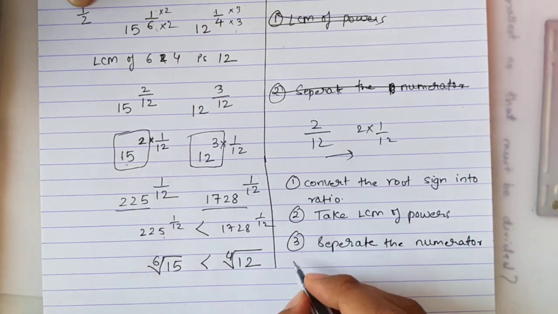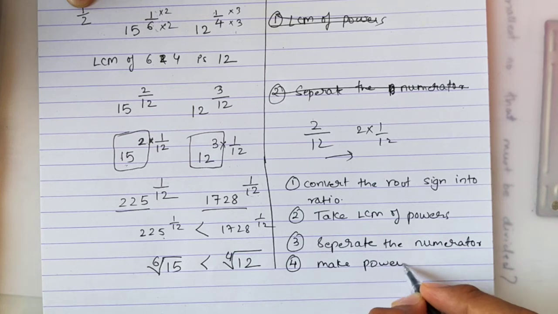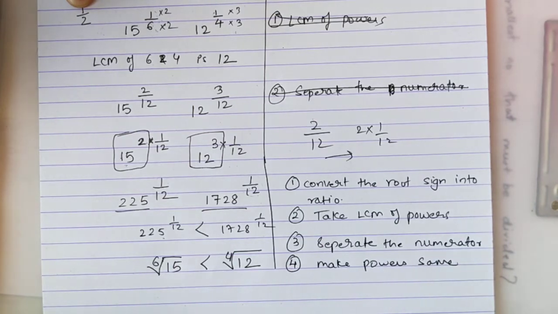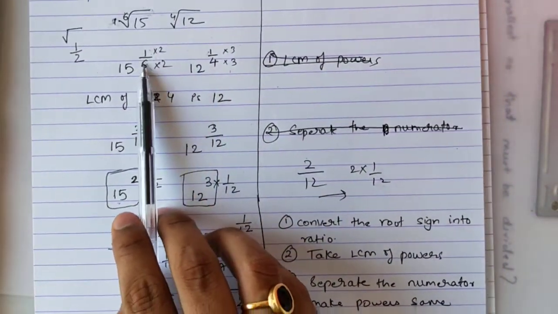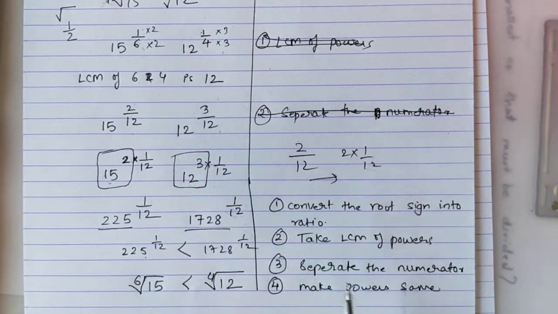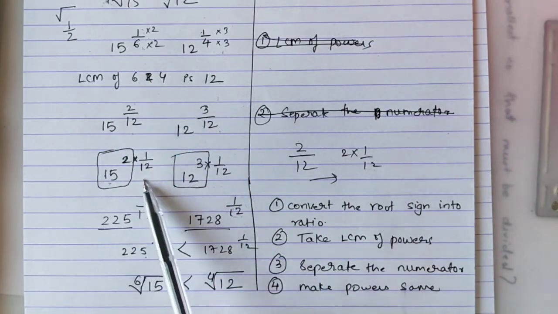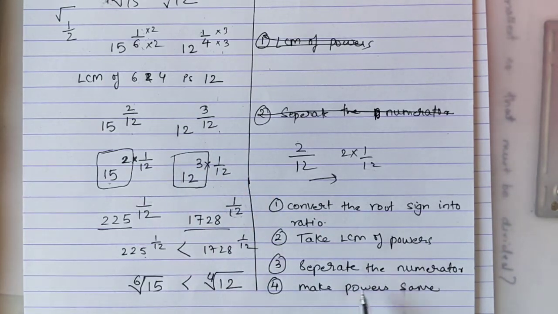Separate the numerator, and in the fourth step, make powers same. These are the steps which I am following in this question. So first I convert the root sign into ratios. Then I took the LCM of the powers. I got 2 upon 12, 3 upon 12. Then I separate the numerators, 2 separate, 3 separate. So 2 into 1 upon 12, 3 into 1 upon 12. Then make the powers same.